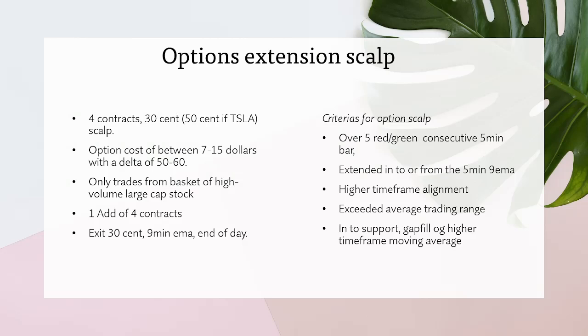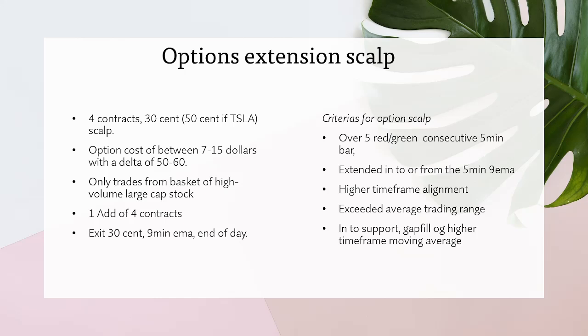For the second type of trade, I do options extension scalps. These are plays where you sell or buy the stock when it is extended from the moving average for a move back towards the said moving average. I do trades with 4 contracts with 30 cents target, 50 cents if it's Tesla. My options cost between $5 to $15 and they have a delta of 50 to 60.